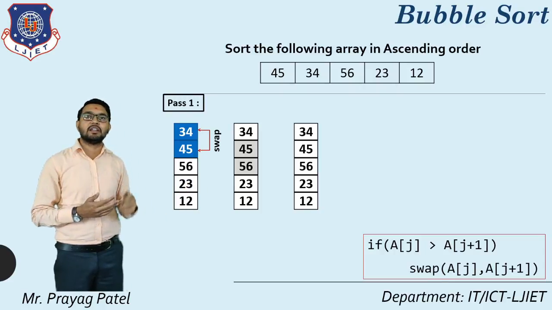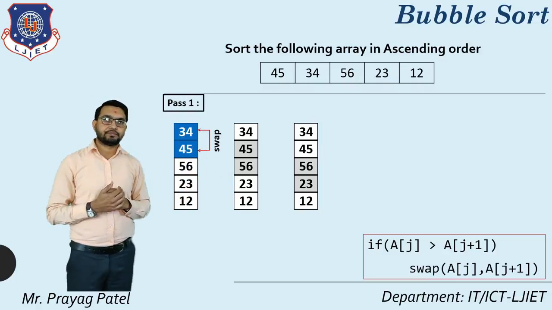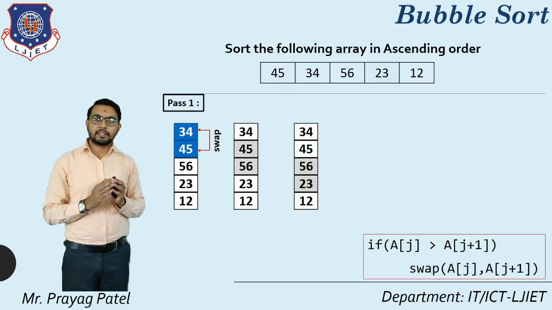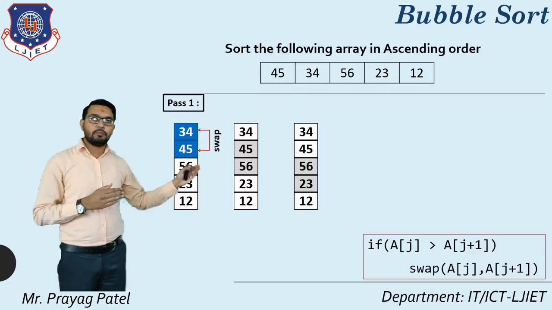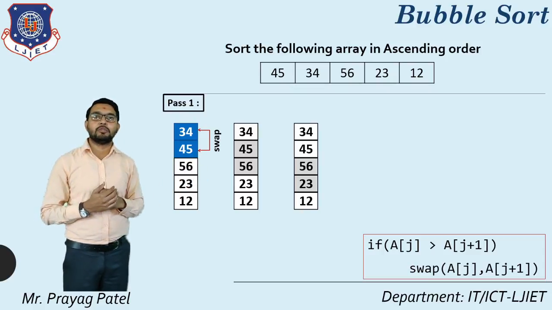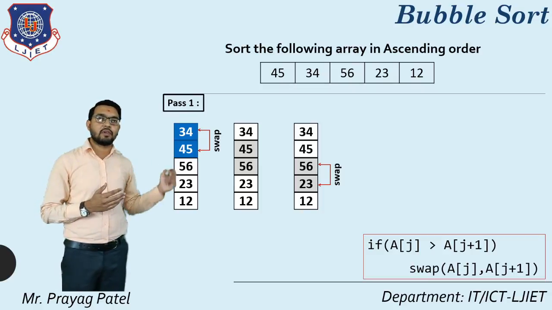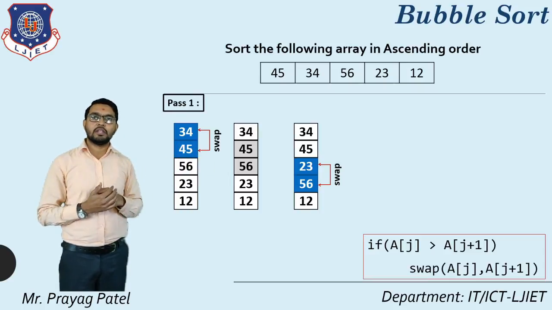So here consider the next two locations as 56 and 23. Compare the 56 with 23: 56 as A of j and 23 as A of j plus 1. So A of j is greater than A of j plus 1? Yes. Then swap the A of j with A of j plus 1. So swap these two elements, 56 and 23. After swapping, we put the 23 at the third location and 56 at the fourth location.